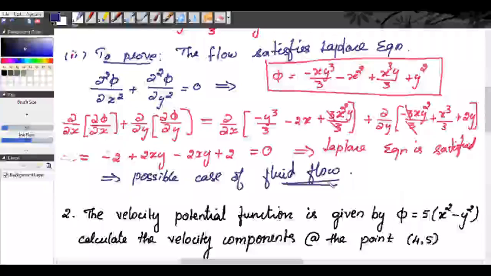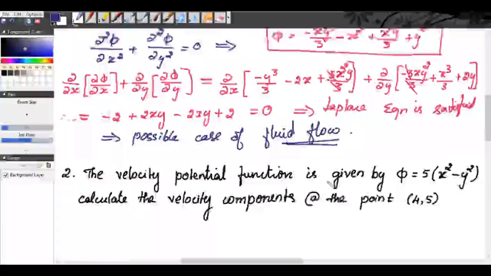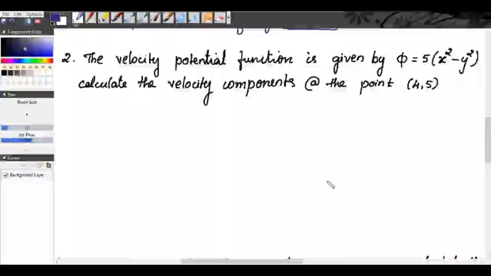So in order to prove there is a fluid flow, we need to prove it satisfies the equation, that is, the velocity potential satisfies the Laplace equation. We will move on to the second problem. The velocity potential function is given by φ = 5(x² − y²). Calculate the velocity components at the point (4, 5). It is a two-dimensional flow, so directly you can substitute and find the answer.